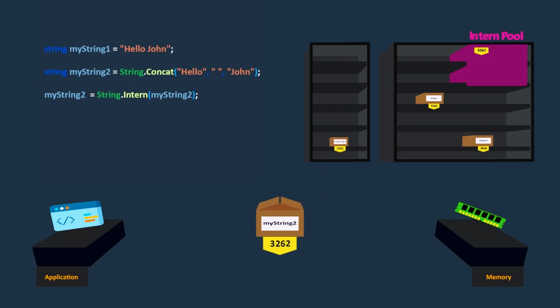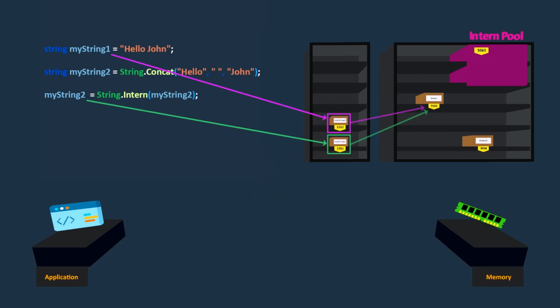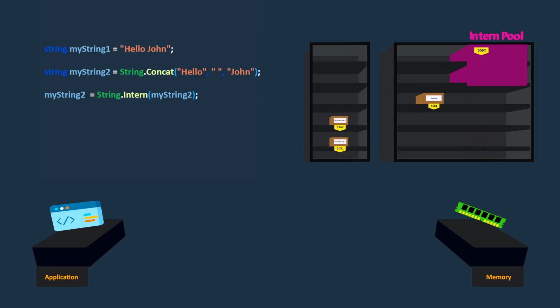When we call the Intern method on this string, this method searches for the specified string in the intern pool table, and as expected, it successfully locates the specified string in the intern pool table and returns its address. As a result, these two string objects point to the same memory location. A little later, the duplicate object is removed from the memory.